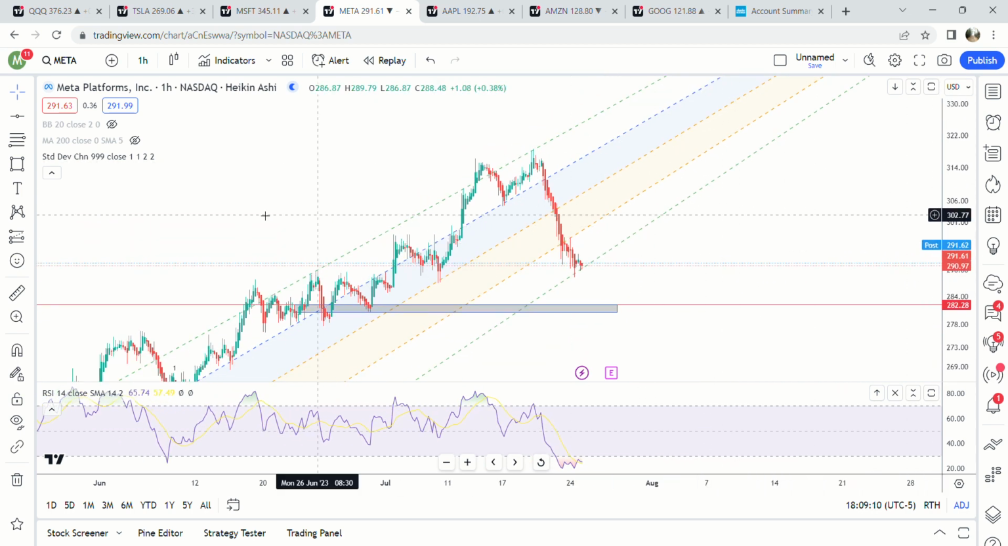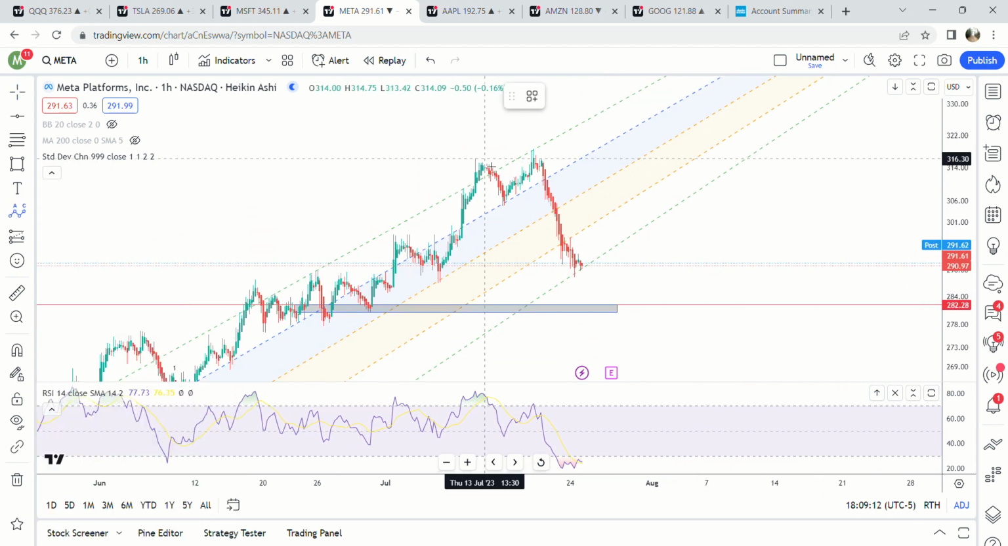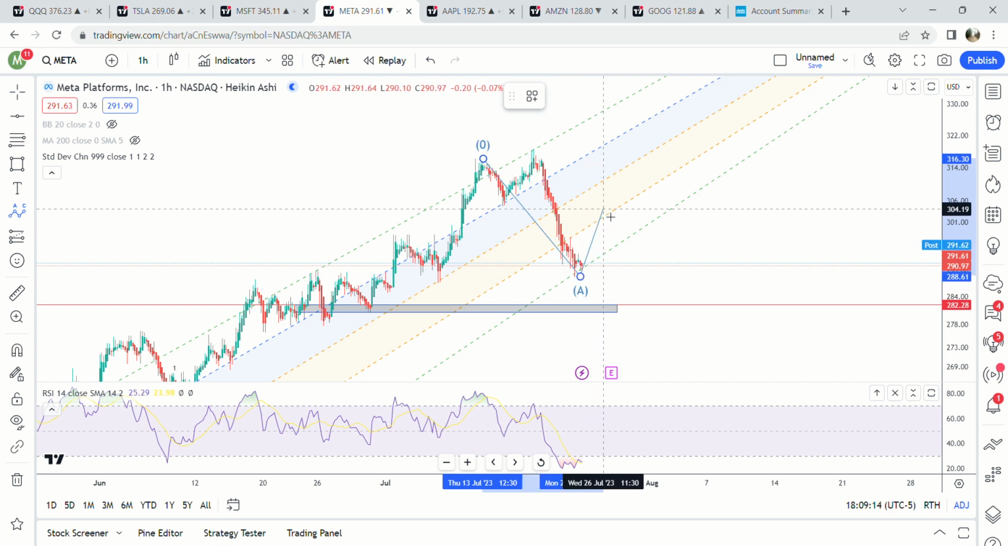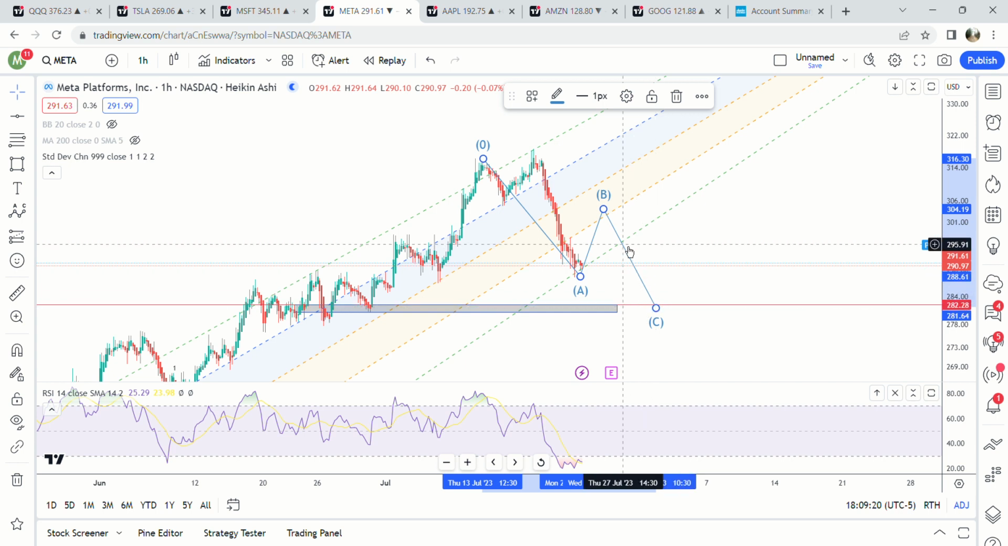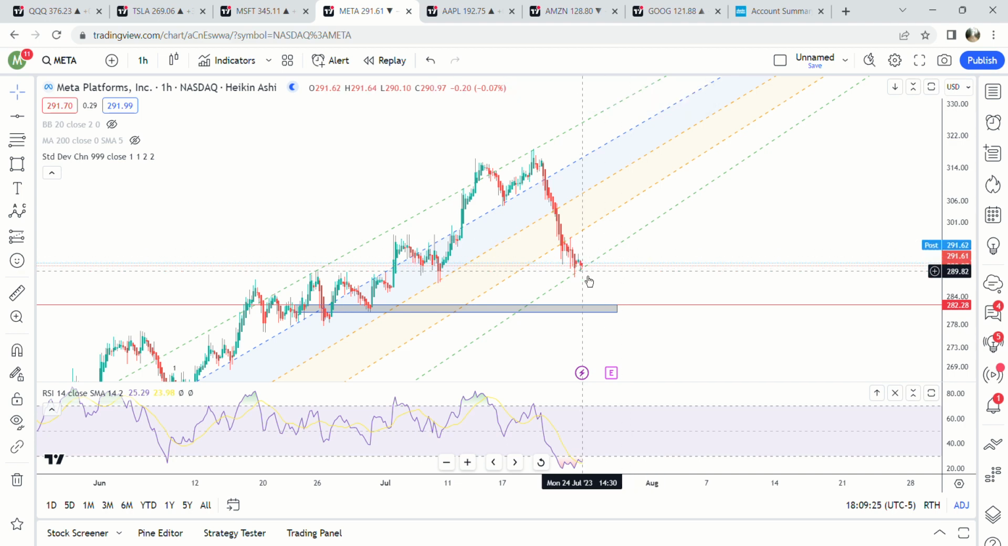I wouldn't be surprised if you see something like this. Maybe back up here to like 298 to 304, and then we get another move down like that. Fill this gap here at 282. So that's kind of what I'm looking for. It wouldn't be a bad buy here, I think.